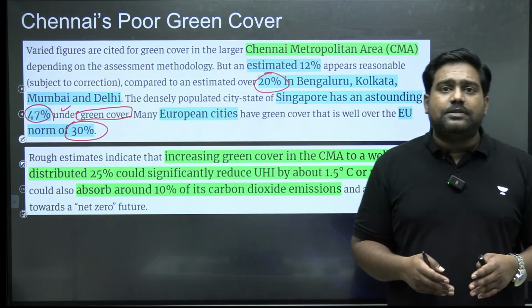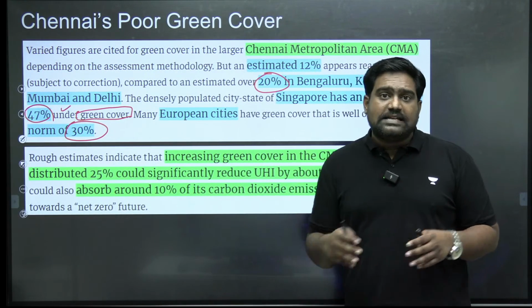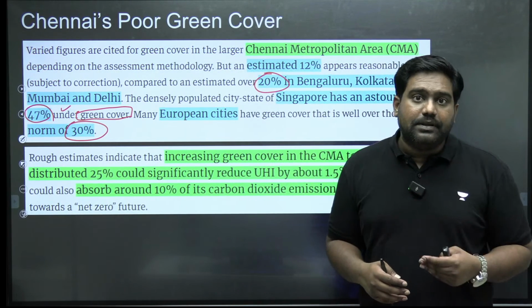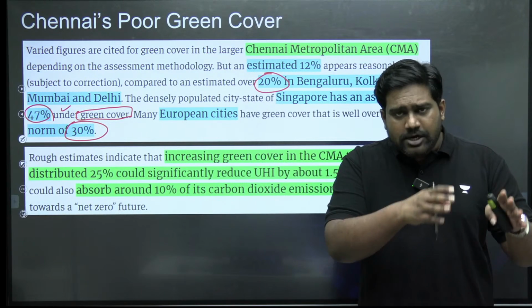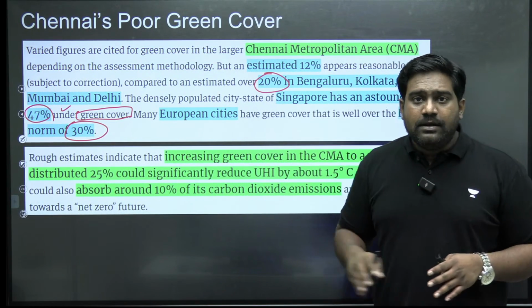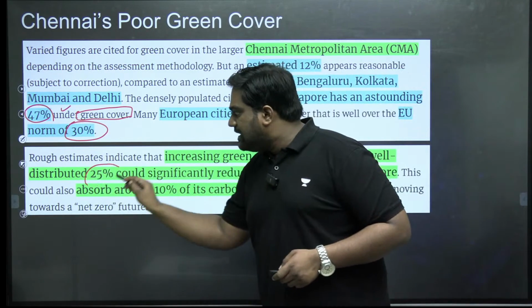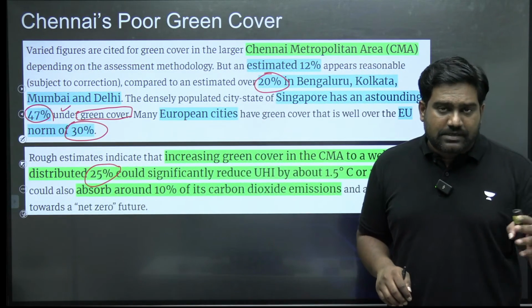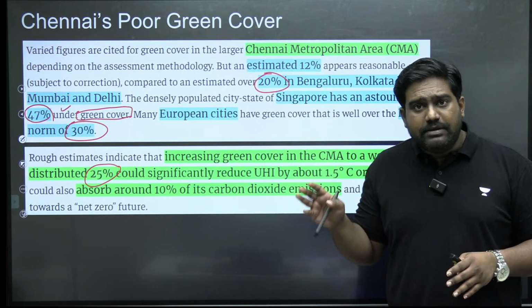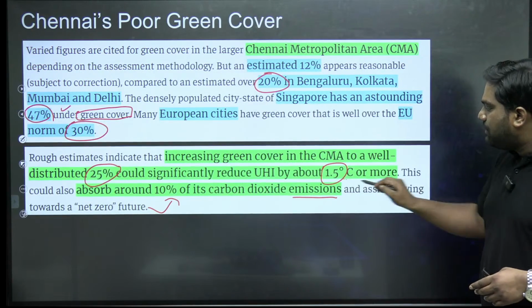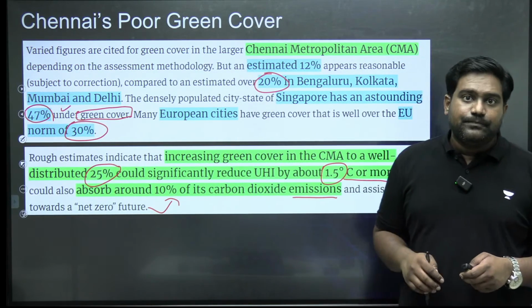It's very critical to adopt these climate action plans, heat action plans at the city level. And according to the writers, Chennai can lead by example. Chennai has done the right thing by adopting a Chennai climate action plan, but these steps are necessary. The writers are suggesting that if the green cover is increased to 25% from the current 12%, this alone can minimize the urban heat island effect and reduce the temperature by around 1.5 degrees Celsius.